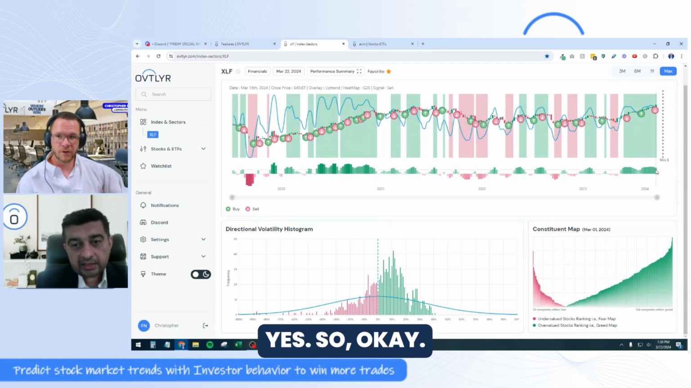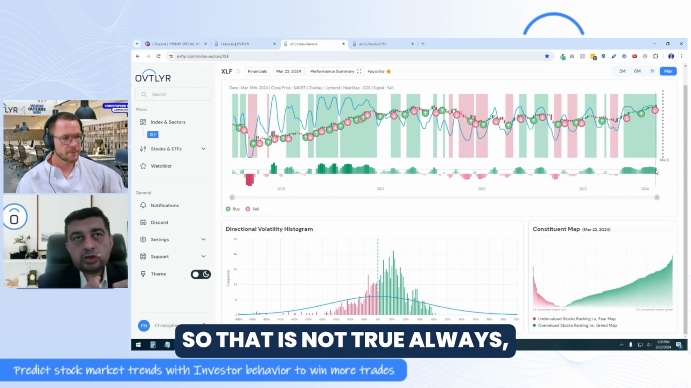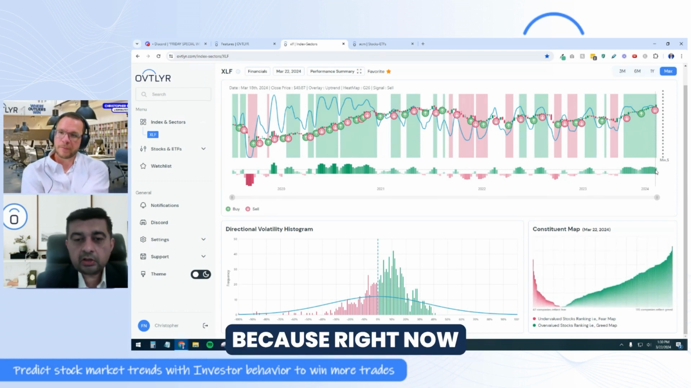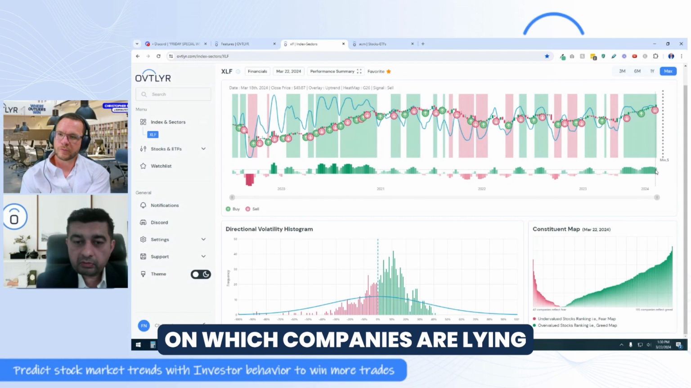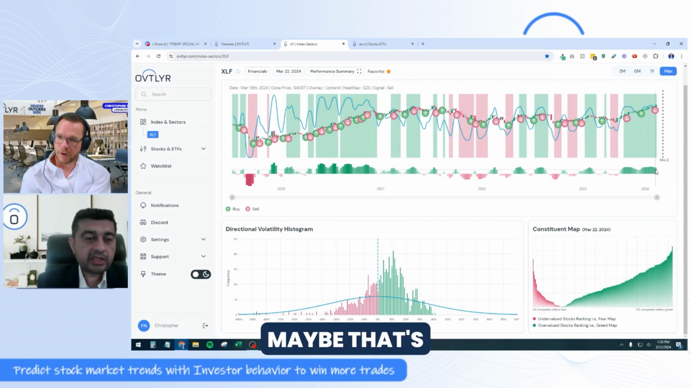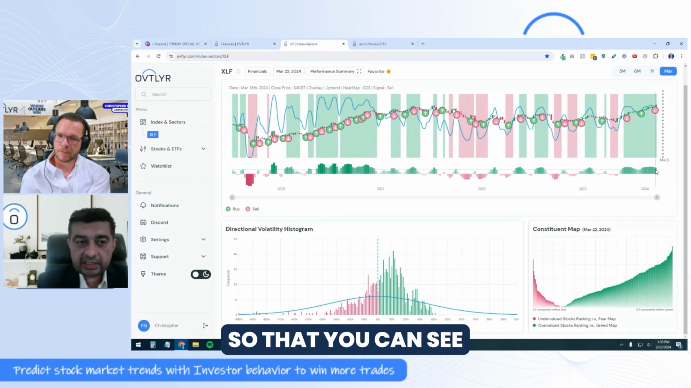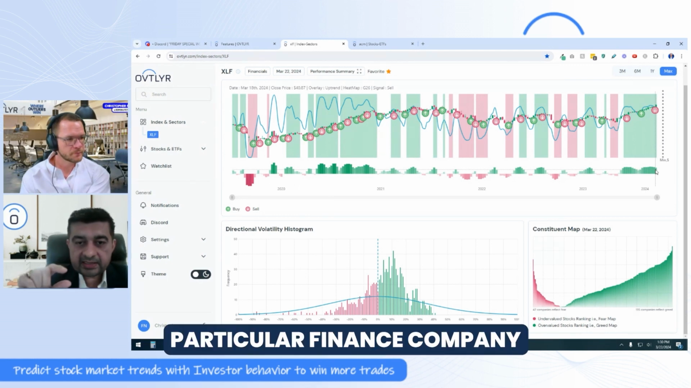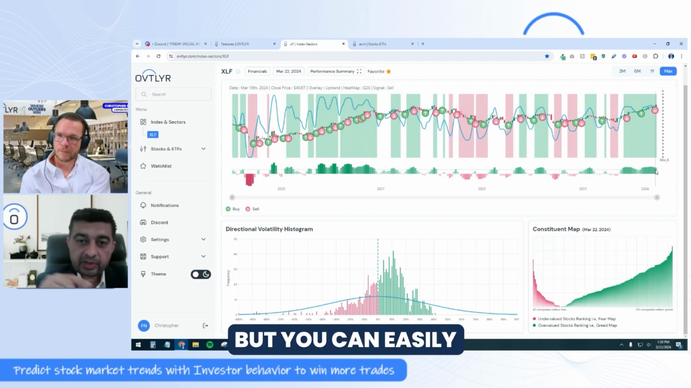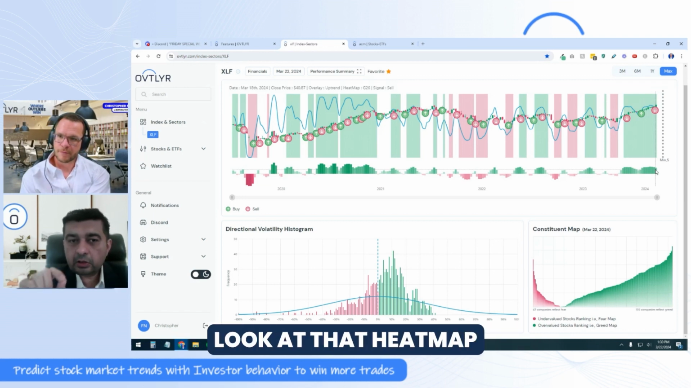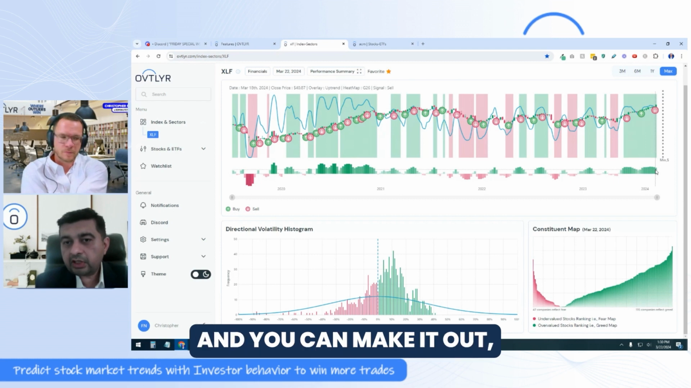Yeah, okay, so that is not always true, because right now there is no visibility on which companies are lying where. That's something we can add in this chart, so that you can see if that particular finance company is in the red zone. But you can easily look at that heat map and you can make it out.